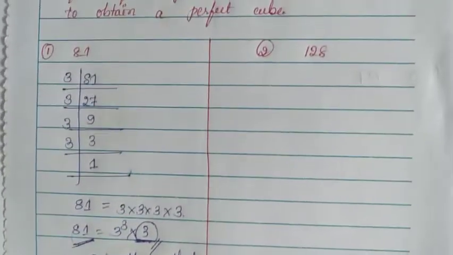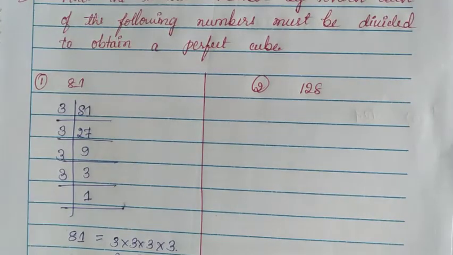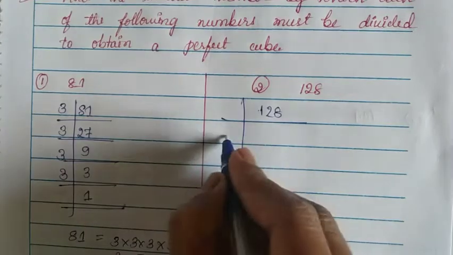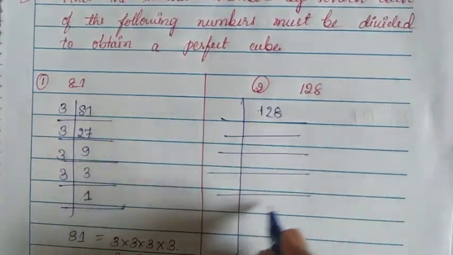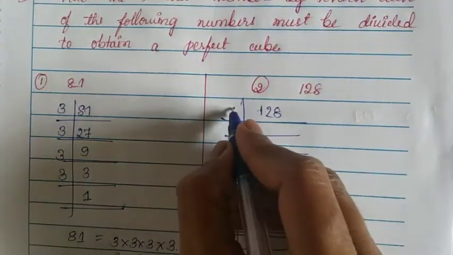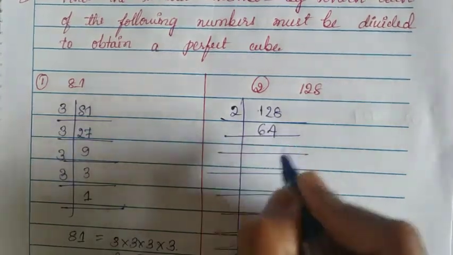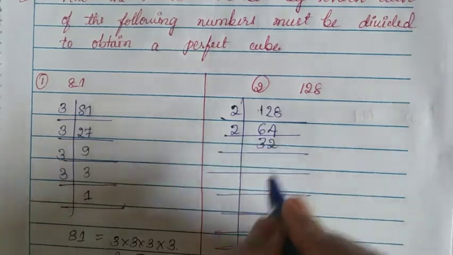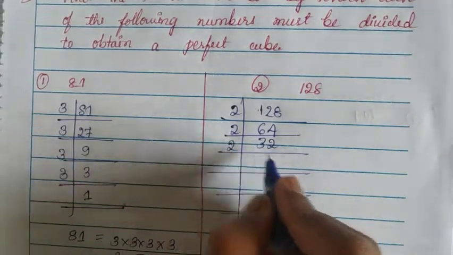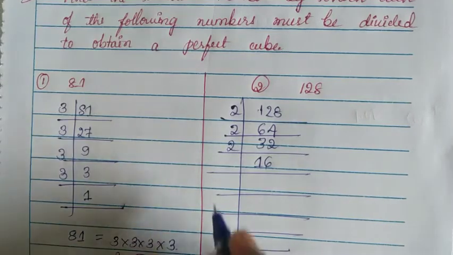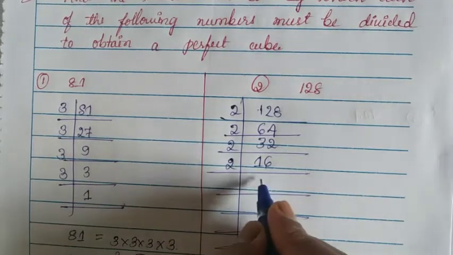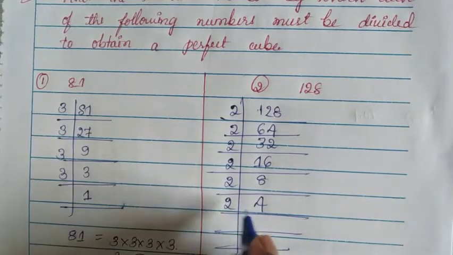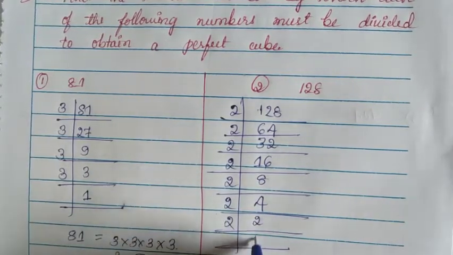Okay children, now let us come to the second problem. 128. Introduce it into the prime factorization method. Start with 2. 2 6s are 12, 2 4s are 8. Again from 2, 2 3s are 6, 2 2s are 4. Again from 2, 2 ones are 2, 2 6s are 12. Again from 2, 2 8s are 16. From 2, 2 4s are 8. From 2, 2 2s are 4. From 2, 2 1s are 2.